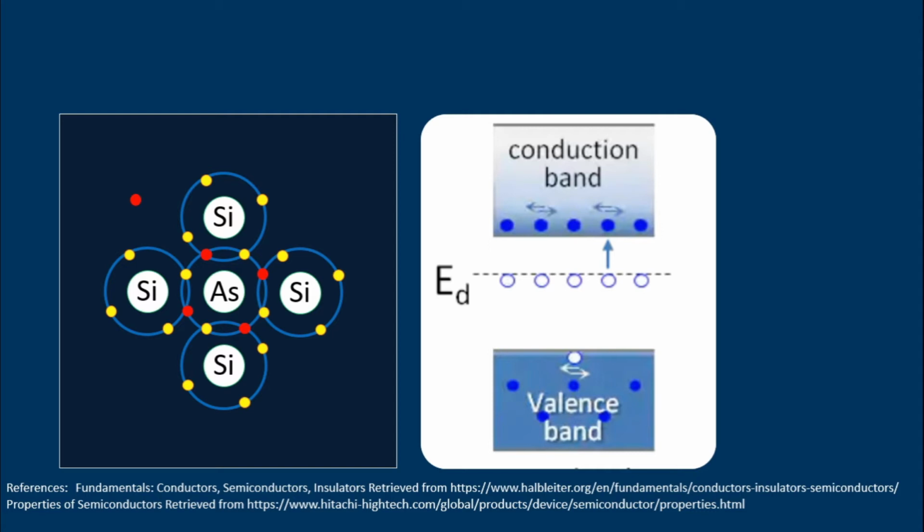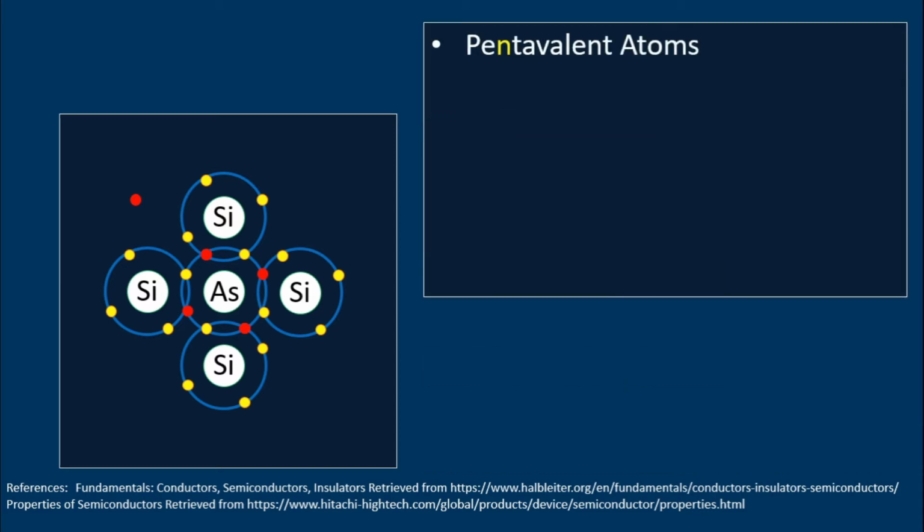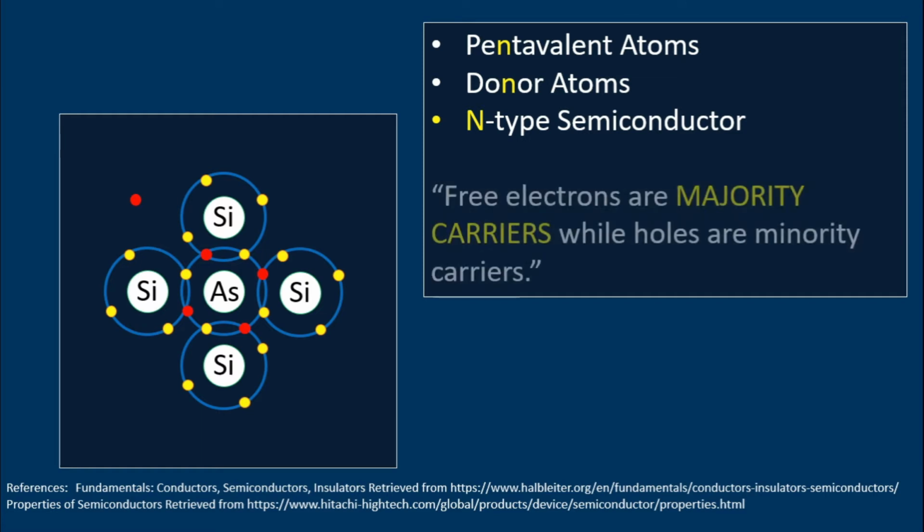Because of the additional free electron every time we dope the crystal with pentavalent atoms, we also create what we call an N-type semiconductor. In other words, a pentavalent atom is also a donor atom and creates an N-type semiconductor. This just means that negatively charged particle free electrons are greater in number compared to the positively charged holes. As such, free electrons are the majority charge carriers, while holes are considered minority carriers.